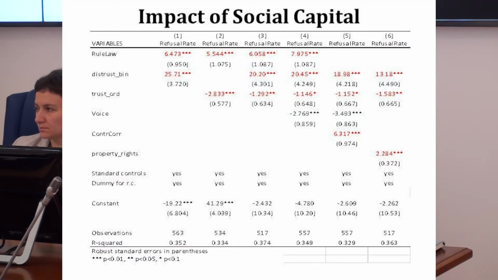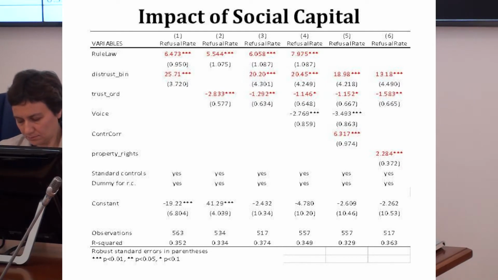Social capital. We have measures of trust here, and there's a little bit of confusion as to how you measure it, but you see that the measure of distrust, which is a binary variable, raises the visa barriers, predictably, and the measure of trust makes these barriers lower.